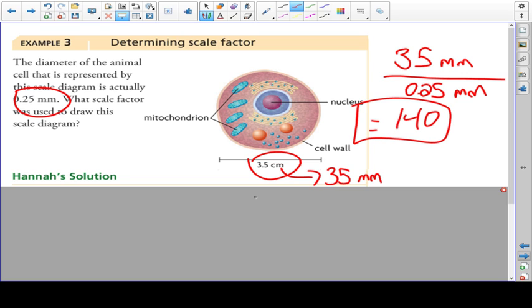So what that means is that the diameter and any other kind of measurement of anything inside, like the mitochondrion, the nucleus, the cell wall, or whatever else is in an animal cell, is going to be 140 times bigger than what it would be in real life. So that would be like saying that these mitochondria are actually 140 times smaller than this in real life. And that's why we look at those kinds of things through a microscope. They are invisible to the naked human eye.